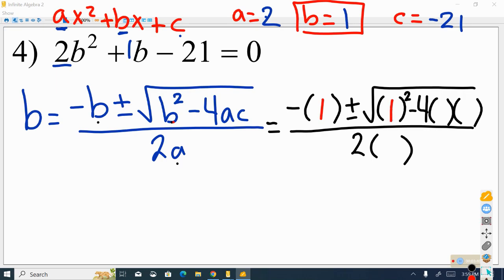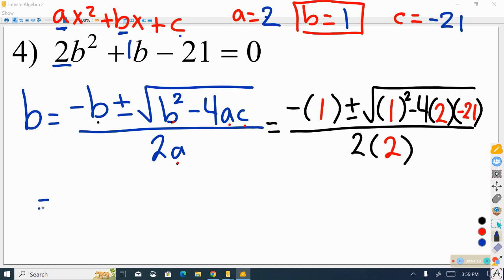Now we can see that it's negative 4AC, and so I'm going to plug in 2 for A, and because we have C, the next value that I'll plug in is negative 21 for C. On the bottom of our equation, we have this divided by 2A, and so A is going to be 2 times 2. In this case, we'll plug in A for 2 right there.